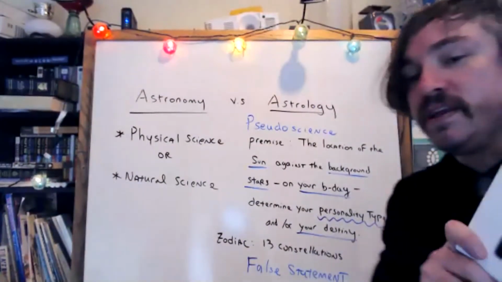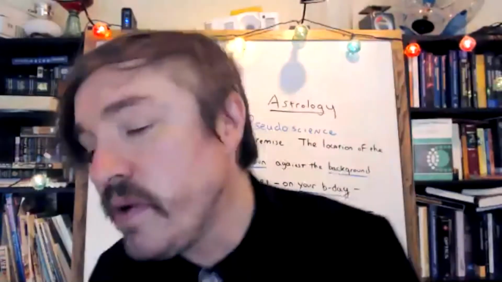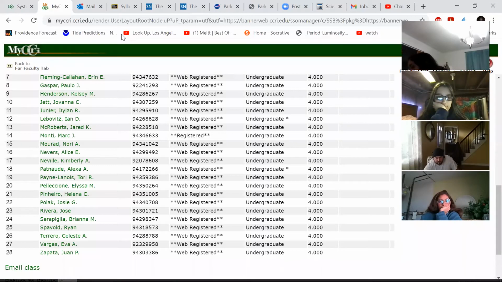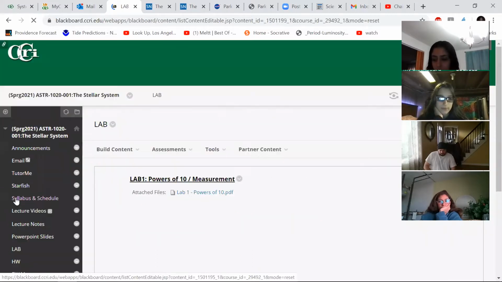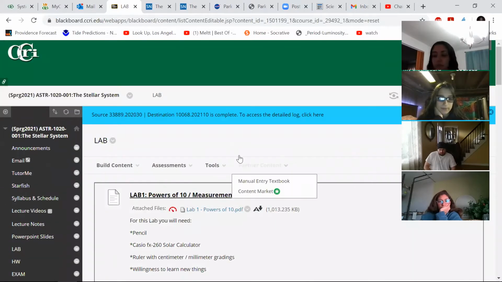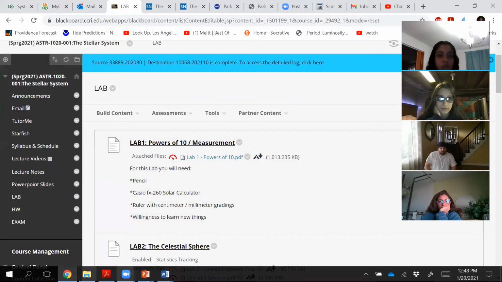Here's a book you totally don't have to buy. Many of our labs will be exercises from the now out of print Wilson Astronomy Lab Manual. You will notice that every time we go to do a lab, so let's just take a look at my Blackboard for a second. For our lab next week over here, come on, baby. Look, lab 1, measurements and powers of 10. And look, do you see that PDF right there? That's the worksheet that we're going to be working from.